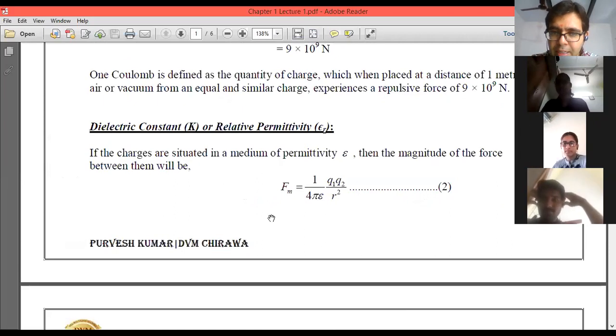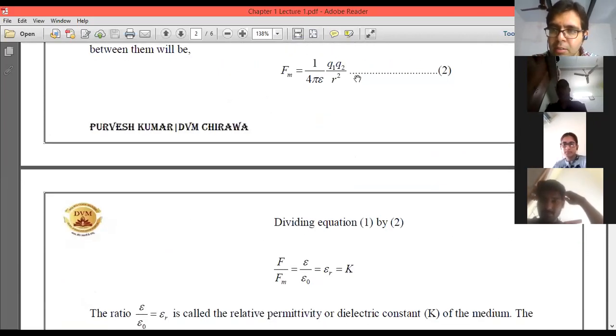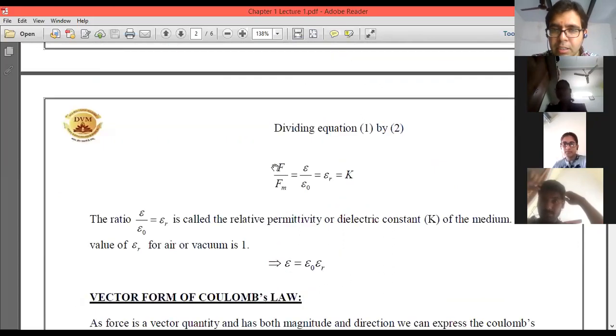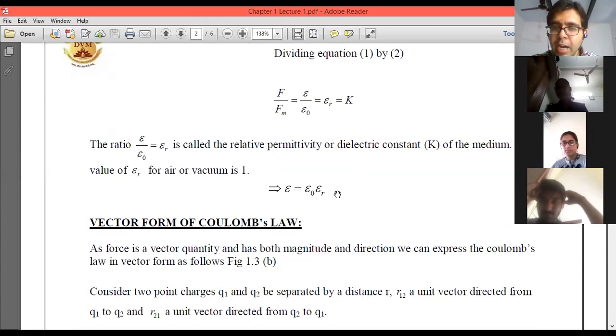So now when we divide these two equations, we'll be having this quantity: the force between the charges when they are placed in vacuum to the force between the charges when they are placed in medium has come out to be epsilon upon epsilon naught, and that is equal to epsilon r, known as the relative permittivity. So for vacuum, the value of this relative permittivity is 1. All right. And the relative permittivity and the permittivity of the medium are related like this: the permittivity of the medium is equal to relative permittivity multiplied by epsilon naught, that is the permittivity of the vacuum.